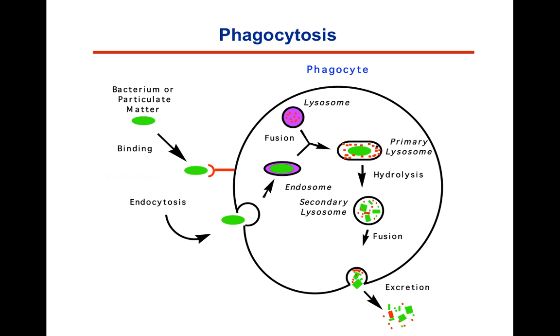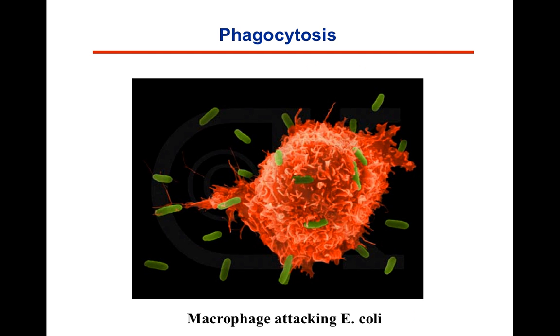So it goes through endocytosis, and the endosome is formed, then the merger of the lysosome with the endosome forms the primary lysosome, hydrolysis destroys the bacteria, and then the catabolized contents are dumped out of the cell into the rest of the body.